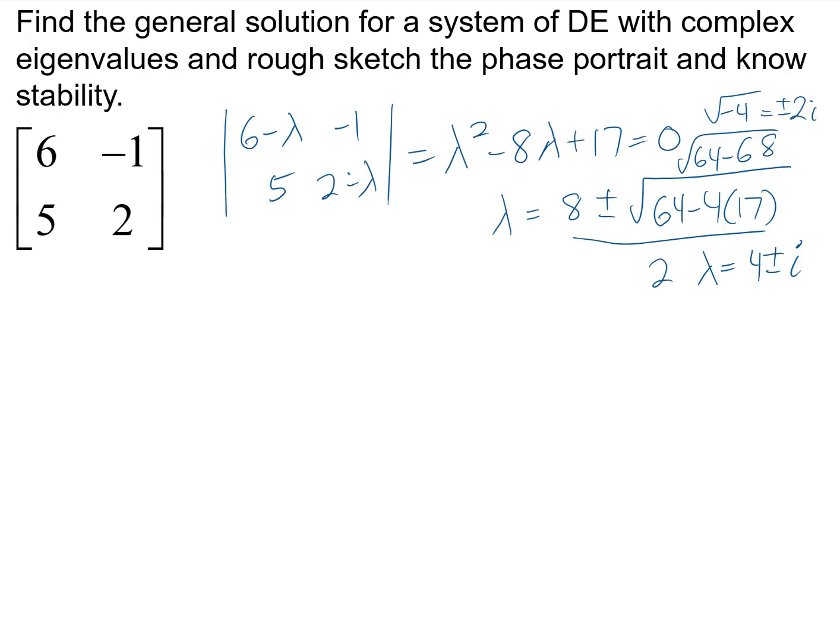So we need to find an eigenvector. We're going to have it correspond to the 4 plus i. So let's put that in our A minus lambda I.